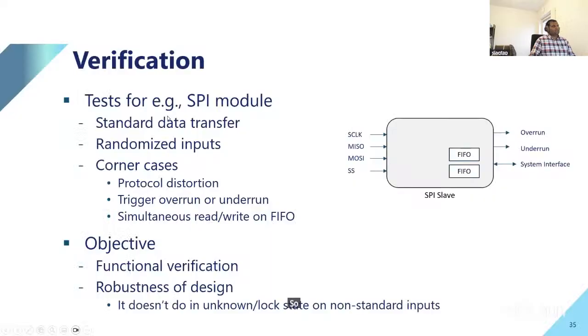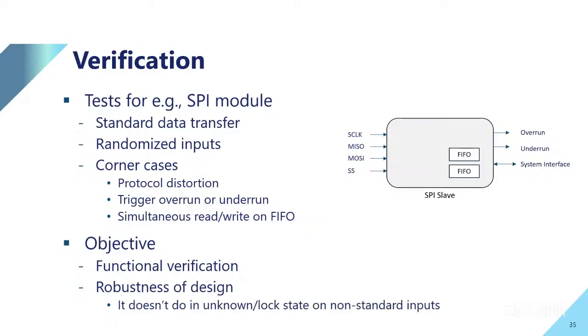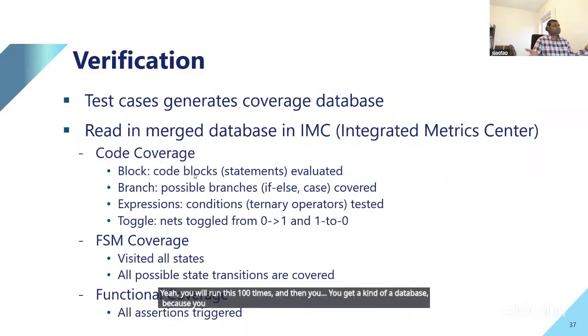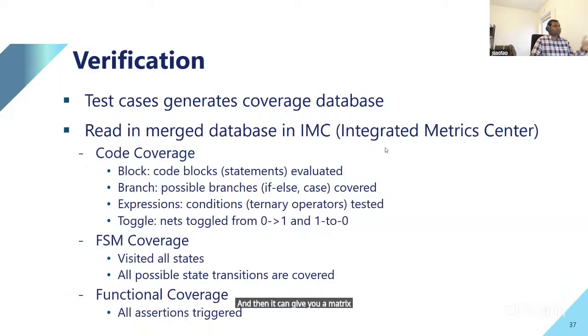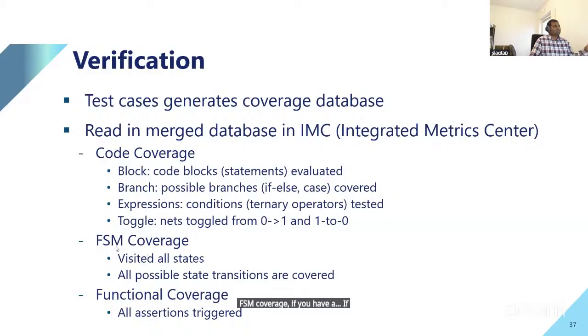When you run these random test cases, let's say 100 times, you get a kind of database because you gave 100 different inputs or bursts, and then it can give you a matrix called a coverage matrix. At that time it will give you code coverage, which is block, branch, expression, toggle, and FSM coverage if you have an FSM, which stands for finite state machine.